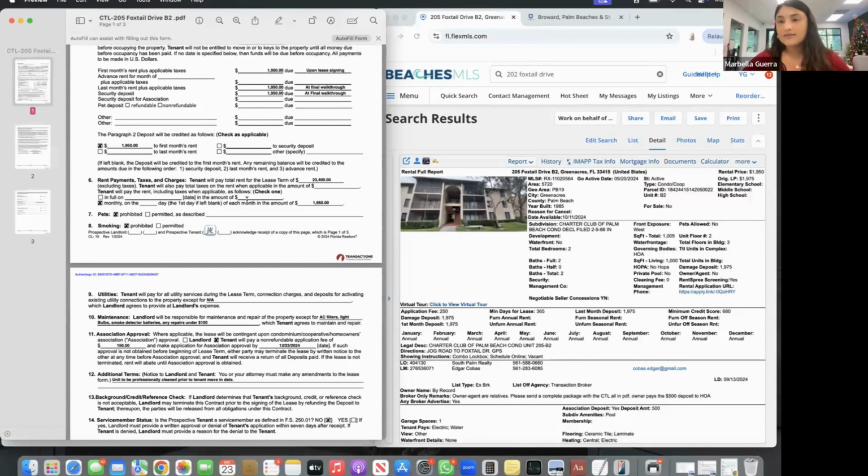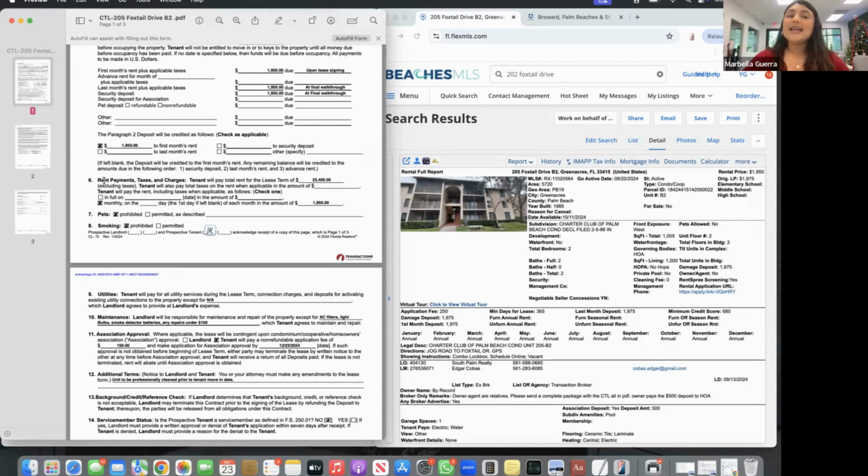In this case, it doesn't apply because it's an annual lease, but the majority of them, if they're 6 months and under, they do charge a seasonal tax or a short-term tax. So you want to make sure that you include any taxes that might be applied to that line right there.